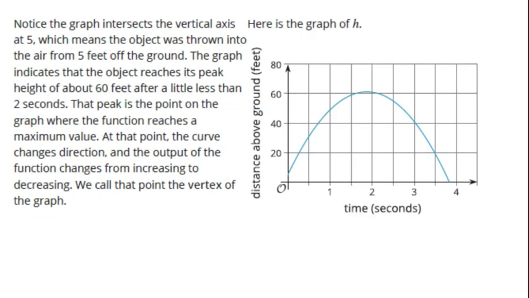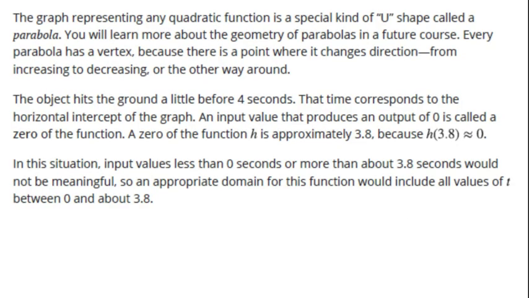And then we've got the graph of this. The graph intersects the vertical axis at 5. That's your y-axis at 5 because it's the initial height. And then the graph indicates that the object reached its peak height of about 60 feet, a little more than 60 feet, in a little less than 2 seconds. You can see where the peak is there. We call that the vertex of the graph. And we can see that it hits the ground between 3.5 and 4 seconds, a little bit more than 3.75, it looks like. And then we call this a parabola.